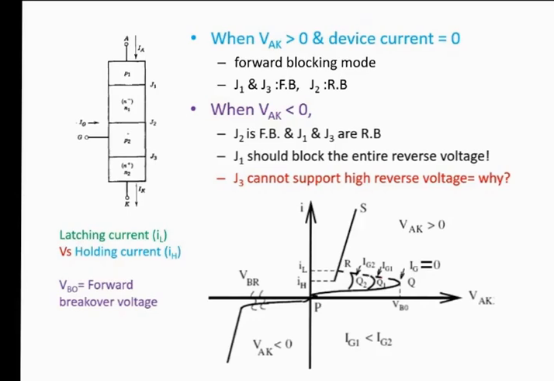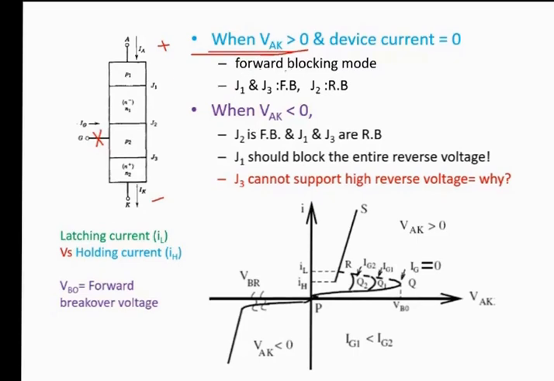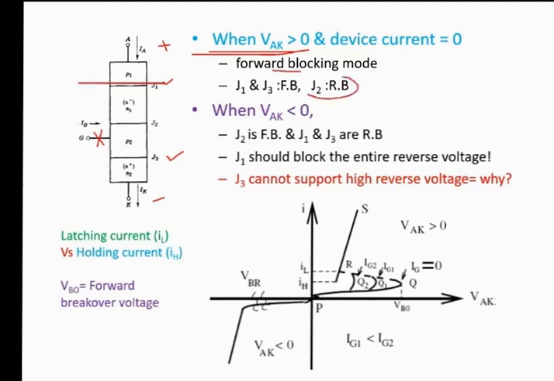Now from the circuit perspective, let's say you have not given any gate signal. If you apply positive voltage to the anode and negative voltage to the cathode, this is the condition when VAK is greater than 0. And let's say the device is not conducting because you have not given any gate pulse. This is known as forward blocking mode. J1 and J3 are forward biased, but J2 is reverse biased. Right? This side is N and this side is P. So it is actually blocking your forward voltage because it's the reverse biased junction.